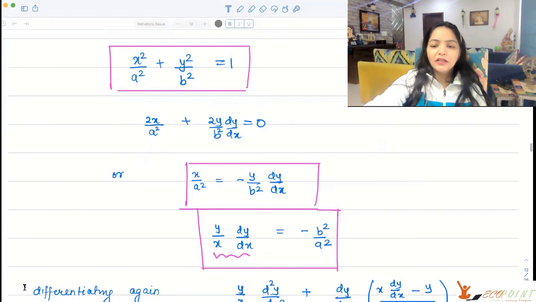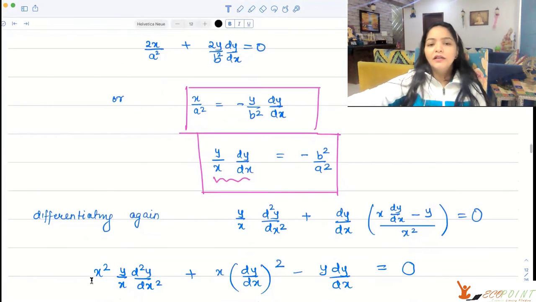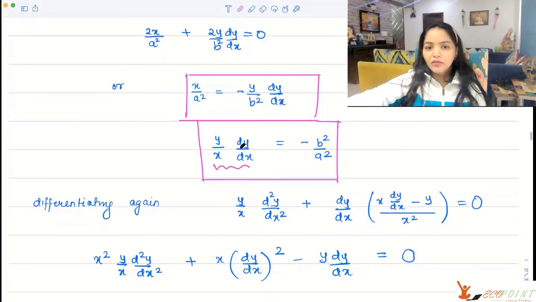You differentiate again and you will get, using the product rule, y by x d2y upon dx squared. So y by x as it is, derivative of the second, plus dy by dx as it is, and then derivative of the first, which is y by x. So you'll have to use the quotient rule. So I've used the quotient rule here. And the right hand side is just 0 because it was just a constant.